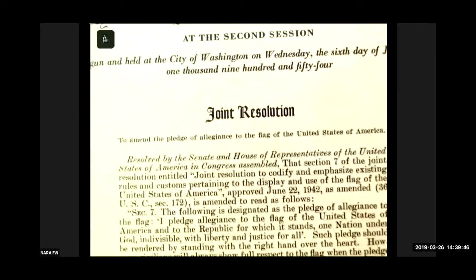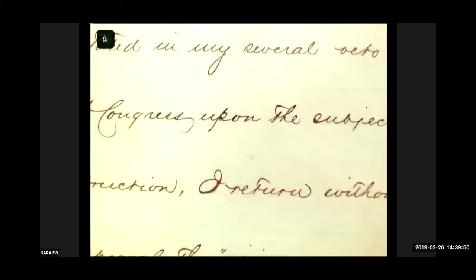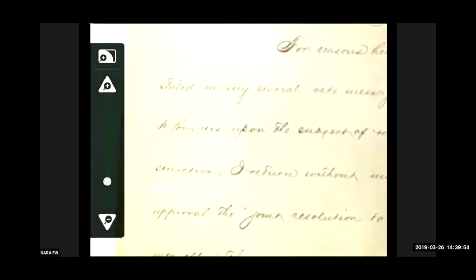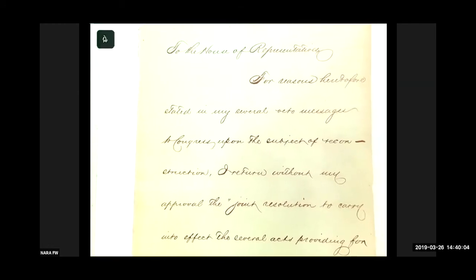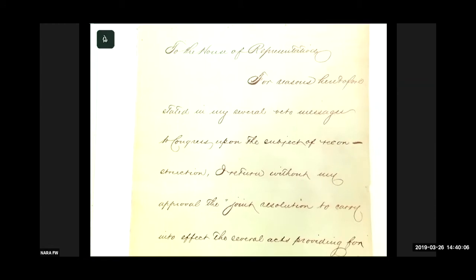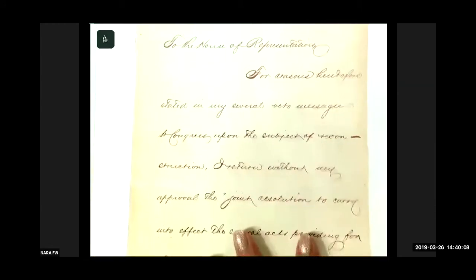So let's take a look then at this next document. Oh, let me zoom out so you can see it a little bit better. And I tried to pick things from a variety of different time periods so you could see things throughout our nation's history and the government working and the power of the presidency at work. So this is an example here.